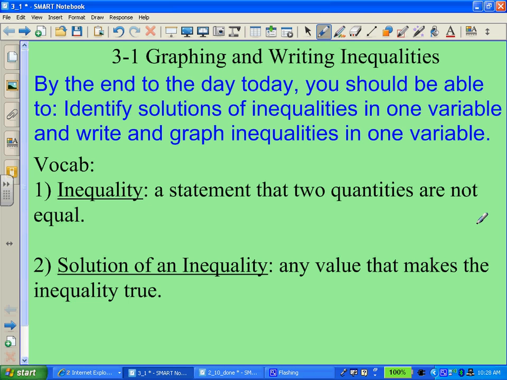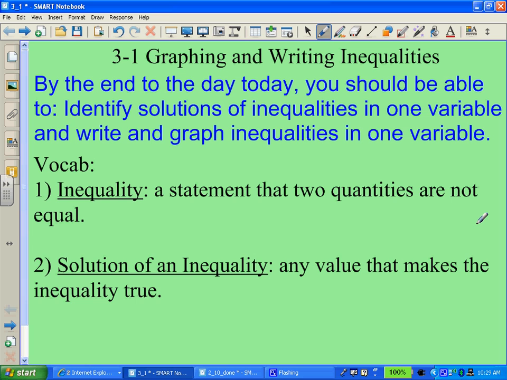Welcome to Chapter 3. Now, Chapter 3 is all about inequalities. We're going to start with the basics, really, and then we'll move on kind of like we did with equations, where you have one-step, two-step, multi-step, all that good stuff. And we'll end up at compound inequalities. So today, we're just going to work on how do we find solutions of inequalities and how do we graph them.